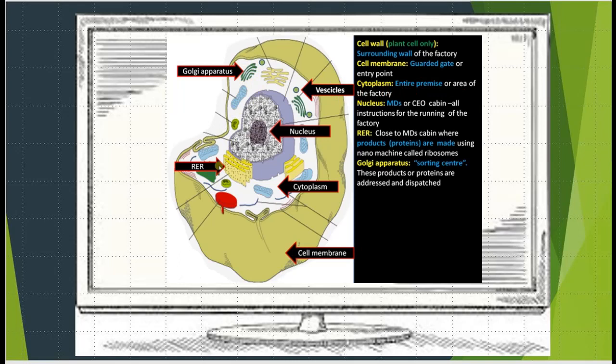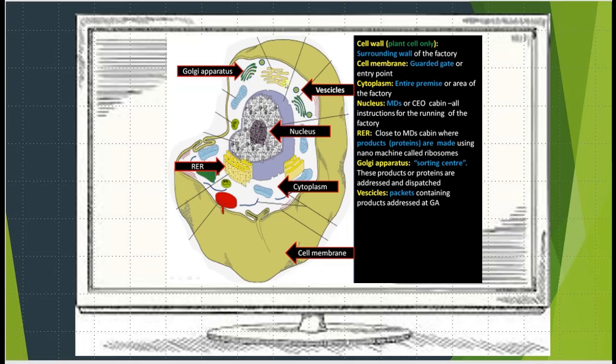Next comes the vesicles that are pinched off from the Golgi apparatus. Vesicles can be compared to packets containing products addressed at the Golgi apparatus. So the products are made in RER, further modified, and reach the Golgi apparatus. In the Golgi apparatus, they are properly addressed.